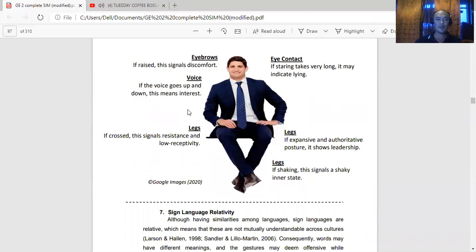Okay, so eyebrows, if raised, this signals discomfort. Eye contact, if staring takes very long, it may indicate lying. Okay, voice, if the voice goes up and down, this means interest. Legs, if crossed, this signals resistance or low receptivity. But if it is an expansive and authoritative posture, it shows leadership. So if legs are shaking, this signals a shaky inner state.